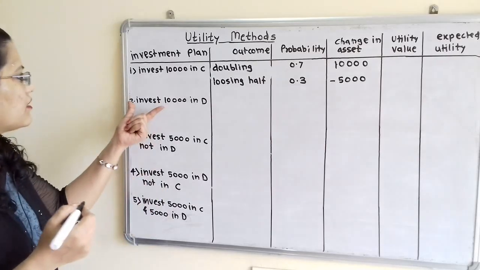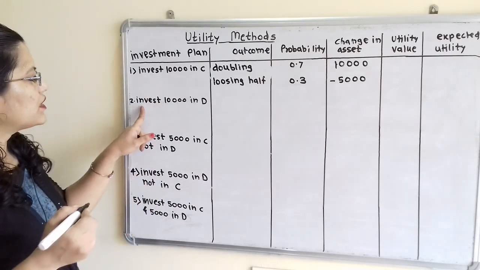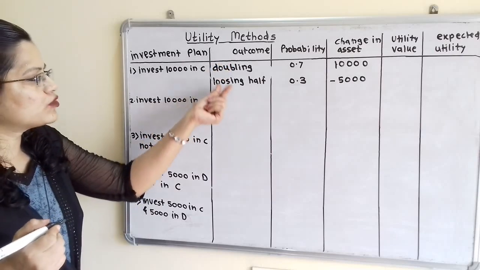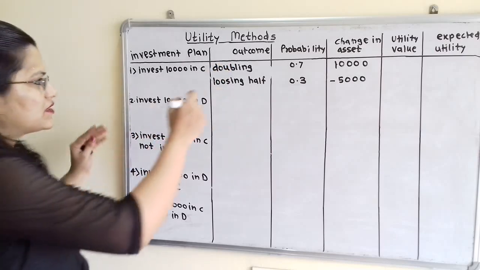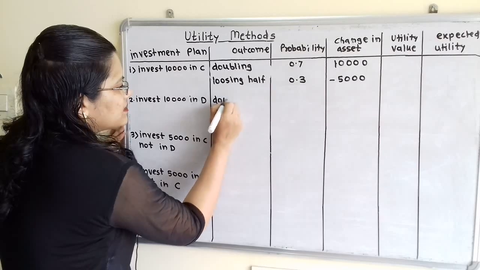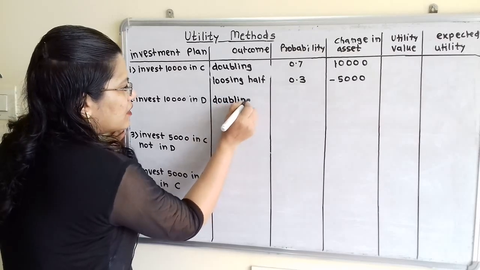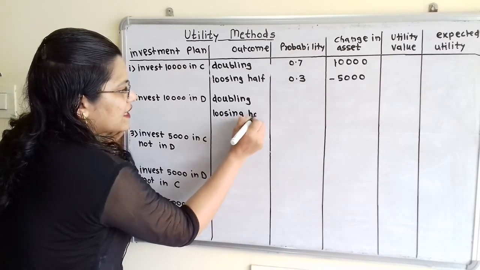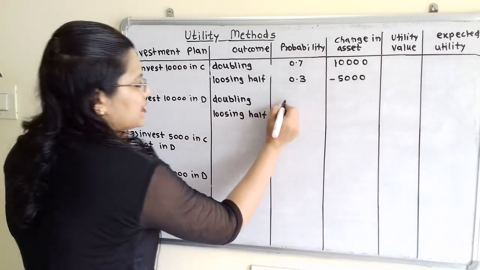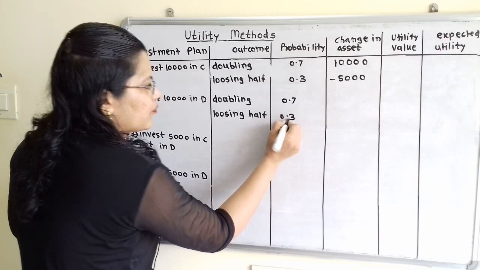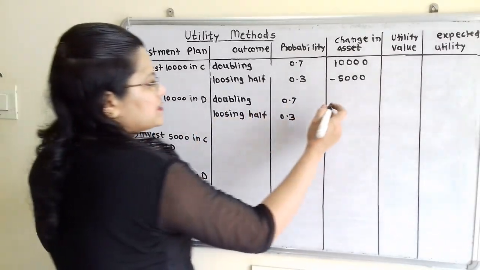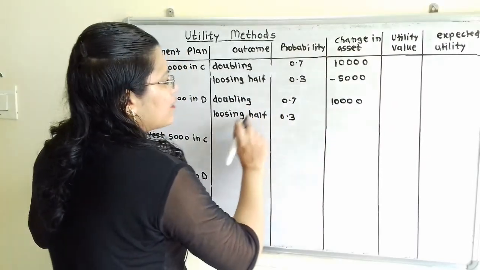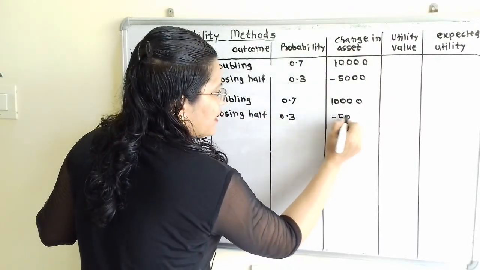Now we will move to the next investment plan. Invest 10,000 in D. For company D also the same possibilities are there, that is doubling and losing half. These possibilities are given with the same probabilities, 0.7 and 0.3. So what is the change in asset? That is 10,000 for doubling money, and for losing half, minus 5,000.